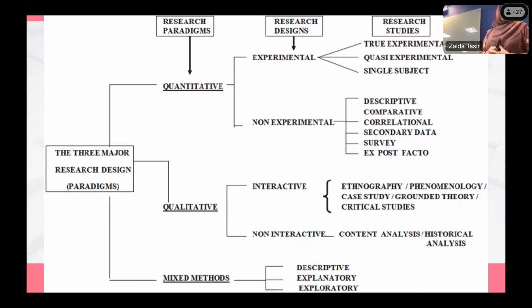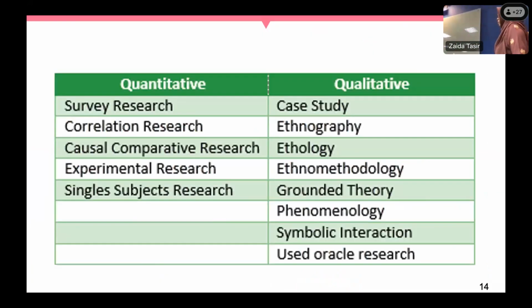And another paradigm is mixed method. In mixed method, it can be descriptive, it can be explanatory, it can be exploratory. Explanatory or exploratory essentially depends on which one comes first. Is it qualitative first? Is it quantitative first? That is the mixed method. This is to show you the research design in quantitative and qualitative.